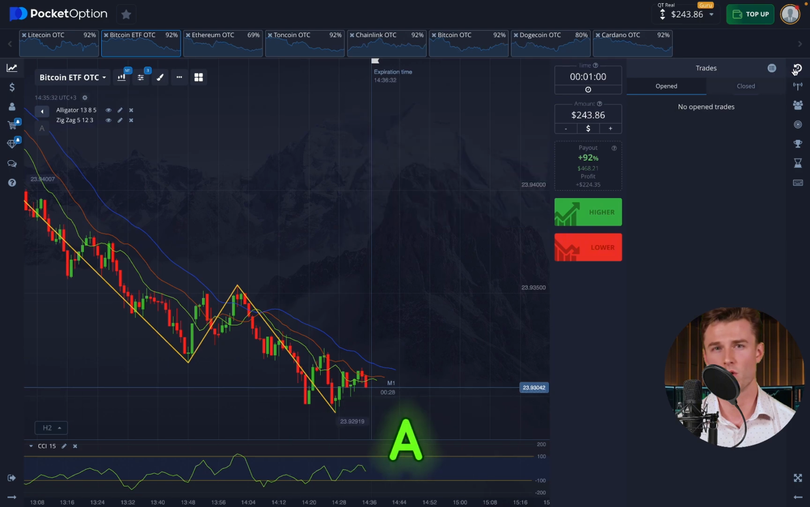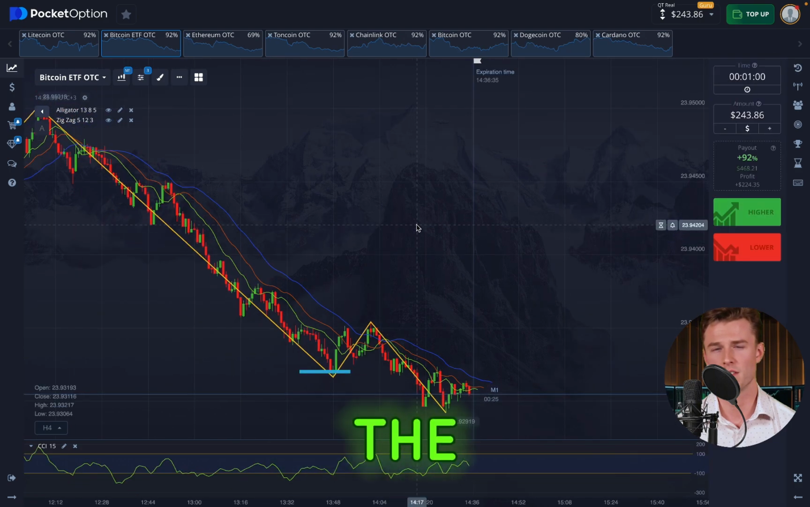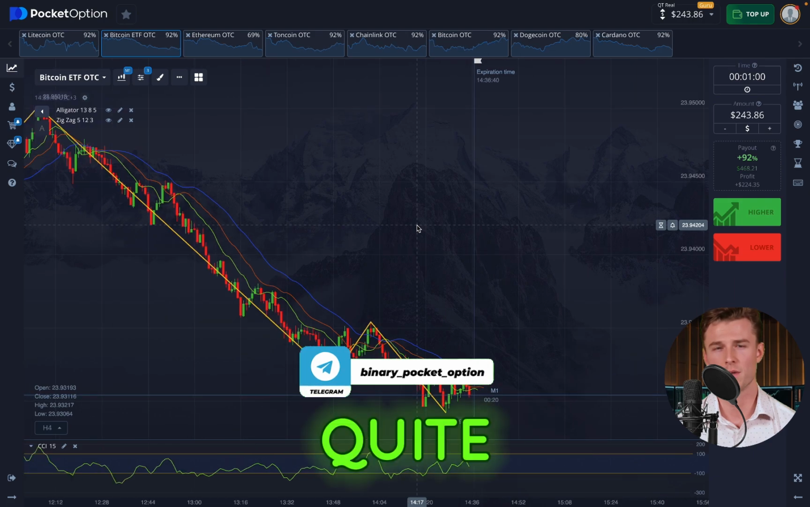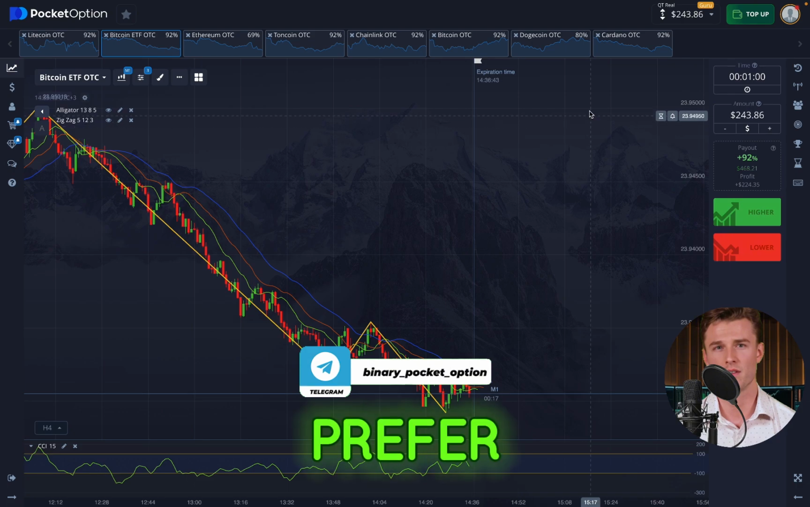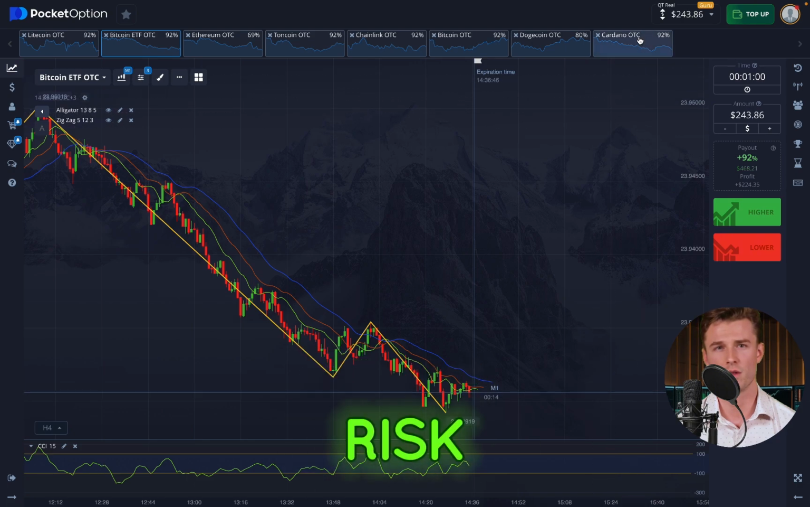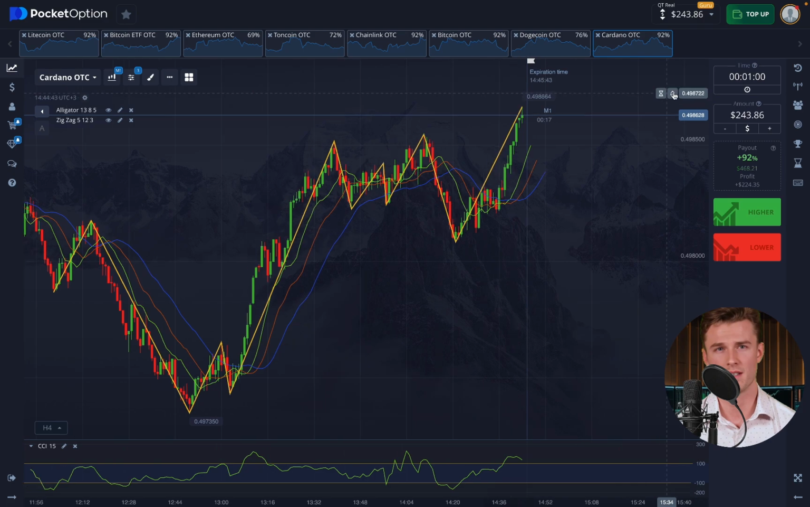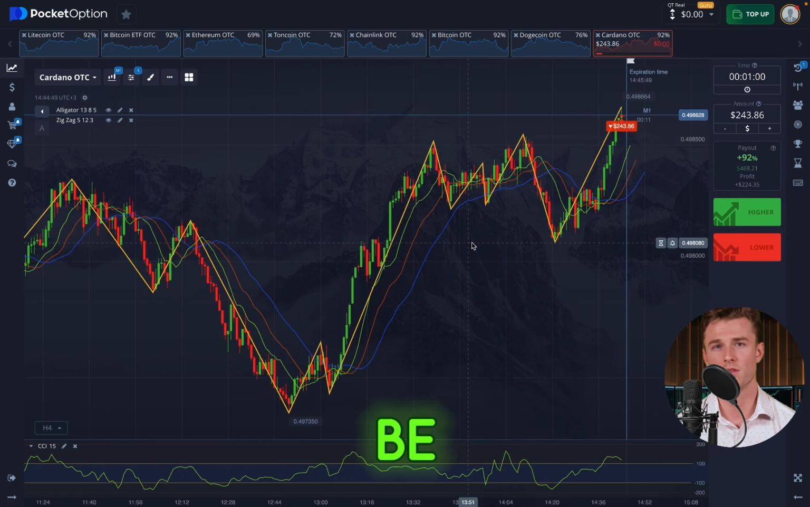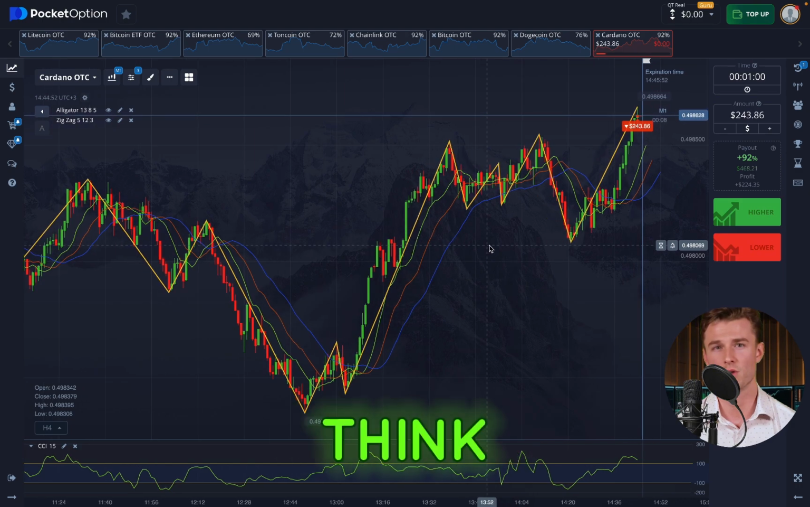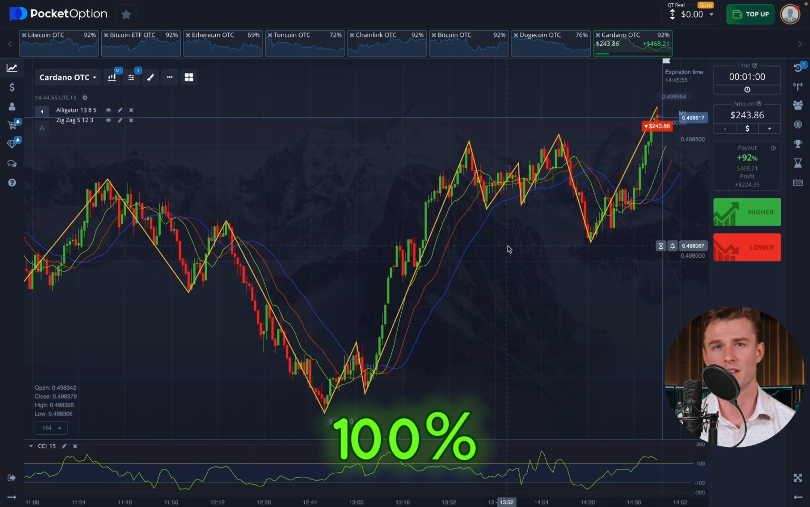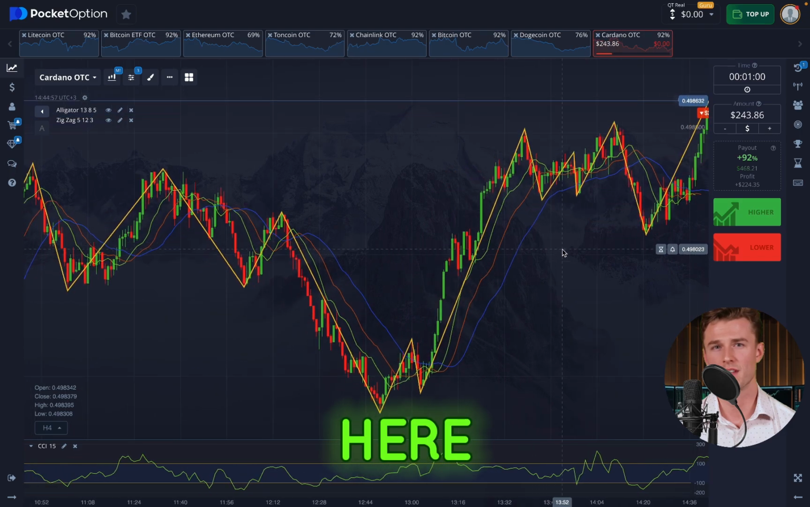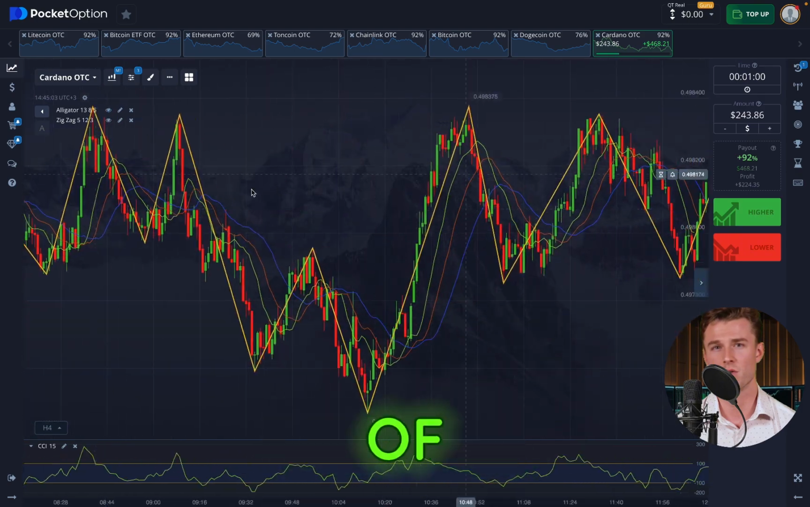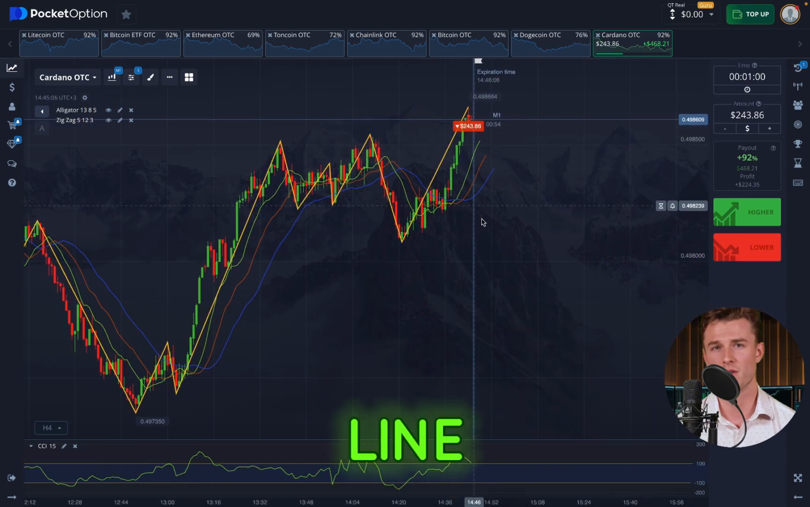And let's try to open a down trade here against the direction of the actual dynamics. Quite a risky trade, but I prefer to always take a risk rather than regret it later. A new global high is forming here, and I'm not betting that there will be a trend change, but I think that a 100% pullback of the dynamics here should occur because of the moving line.